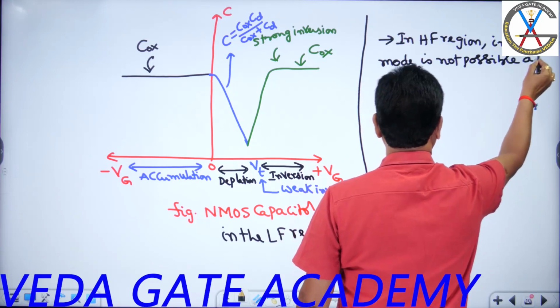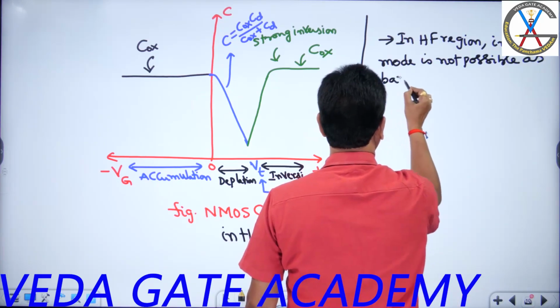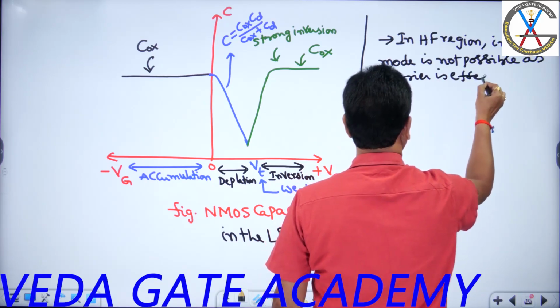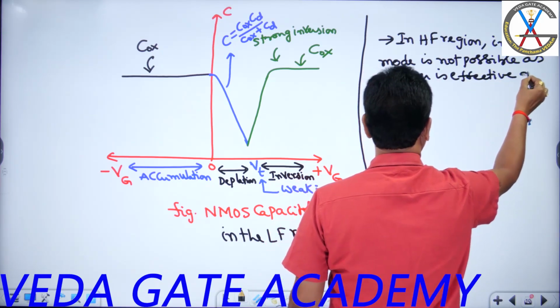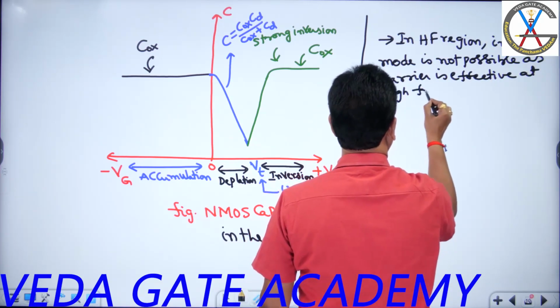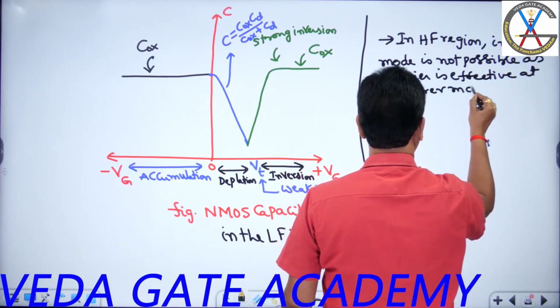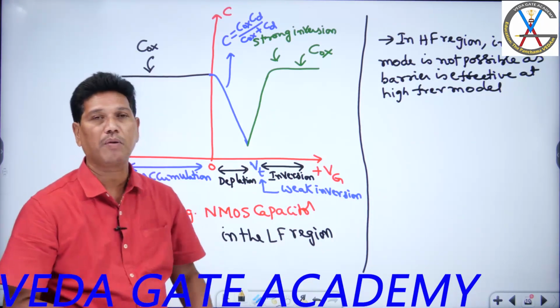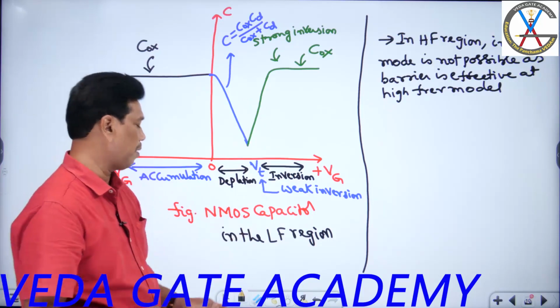As the barrier is effective at high frequency model, it should not be vanished there. In high frequency model, the barrier is effective, sir, which is not vanished there. So that inversion is not possible, sir.